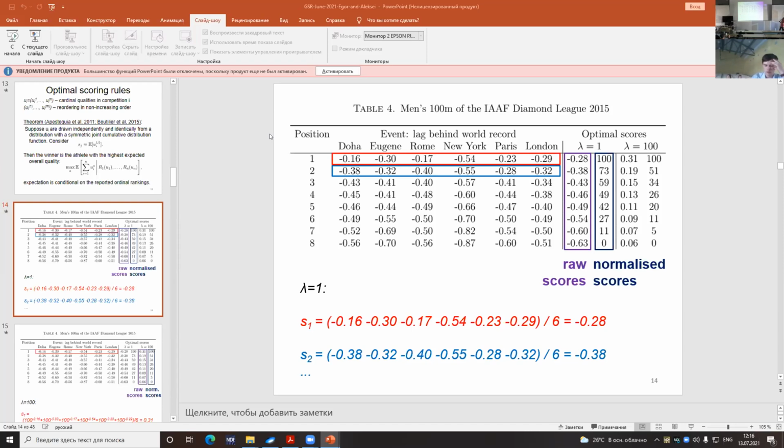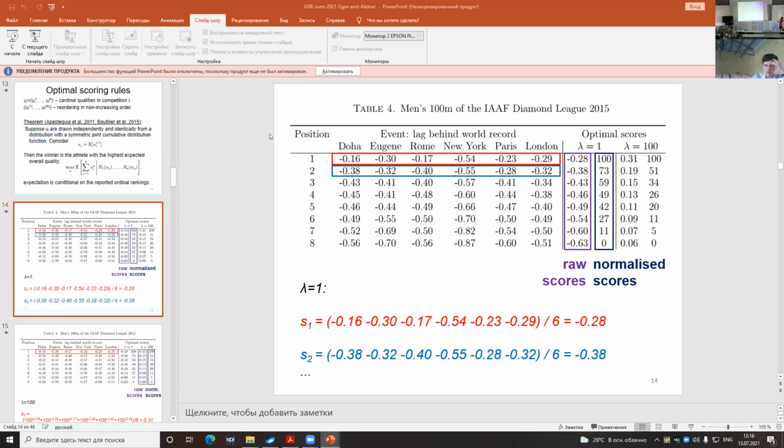In the first row, for instance in Doha, the winner showed cardinal performance minus 0.16, which means that this time he was behind the world record. Here we measure the time behind the world record because, by the axiom of independence of the common zero, we can do this. And in Doha, the athlete who was second on the finishing line showed cardinal performance minus 0.38 seconds behind the world record, and so on. So we have cardinal performance of the athletes in each of these 6 events.